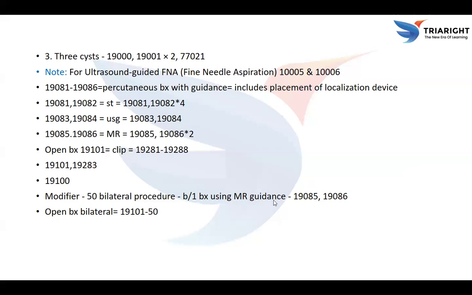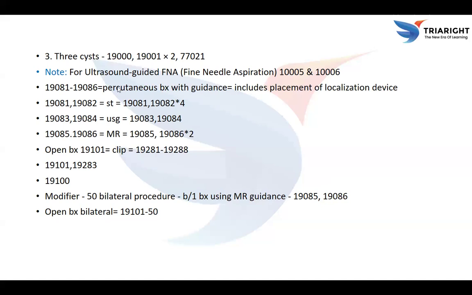Percutaneous biopsies with imaging guidance. These procedures use a needle, often a core biopsy or a vacuum assisted device, to take a larger tissue sample for diagnosis and include the placement of a localization clip when performed. 19081 to 19086 are the series of codes used for percutaneous biopsies with guidance. 19081 is for stereotactic, 19083 for ultrasound and 19085 for MRI guidance.